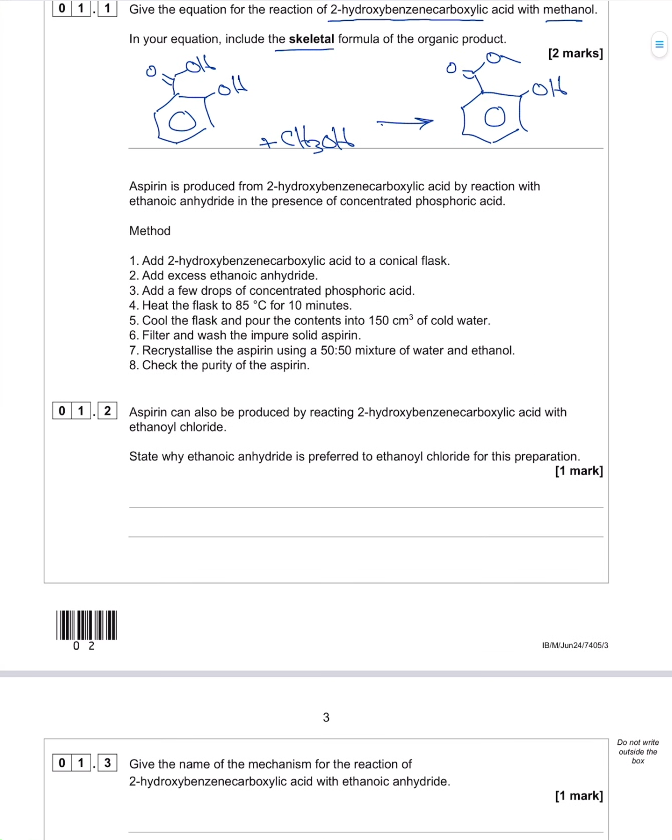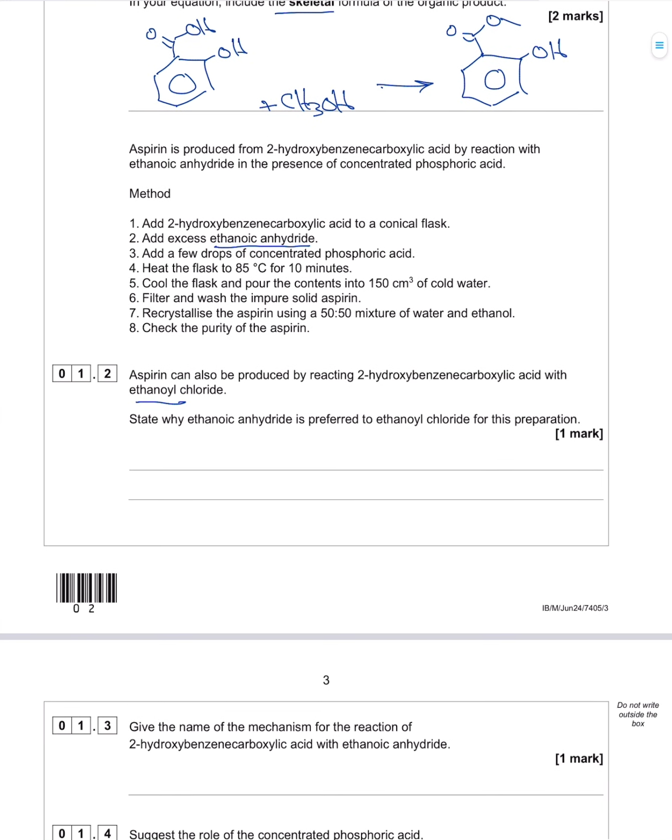First of all, they tell you that aspirin can also be produced by a reaction between 2-hydroxybenzoic acid and ethanoyl chloride. In this experiment, we used the ethanoic anhydride. We didn't use ethanoyl chloride, but we can also use ethanoyl chloride. However, the ethanoic anhydride is preferred over ethanoyl chloride. So they're asking you why.